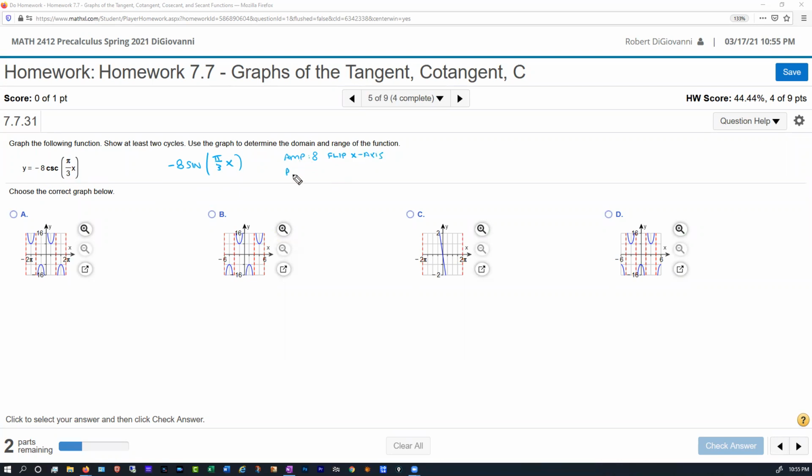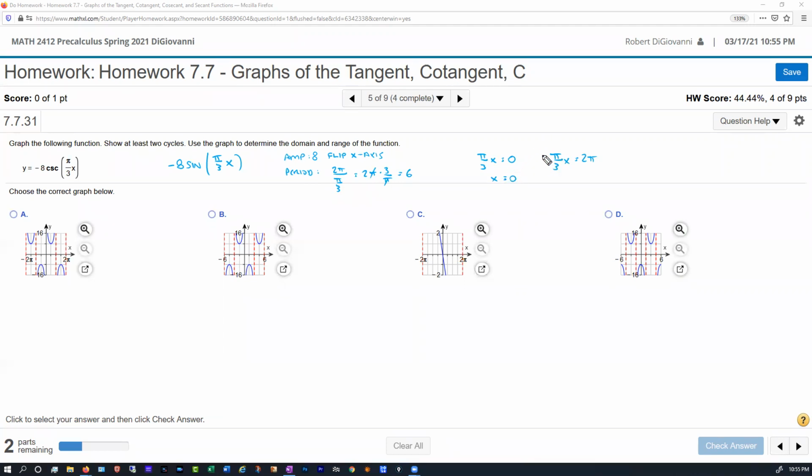We get the period. The period we get by taking 2 pi and dividing it by pi over 3, which is the same as 2 pi times 3 over pi. The reciprocal, the pi's cancel, and we just get 6 here. To get the starting and stopping, we can take pi over 3x, set it to 0, and set it to 2 pi. Divide by pi over 3. We're still going to get 0 here.